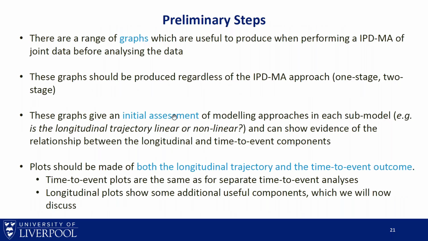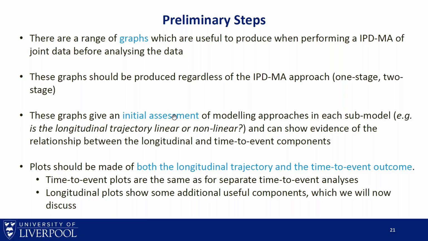Before performing any type of IPD meta-analysis of joint data, there are a few preliminary steps that should always take place. Firstly, a range of summaries and graphs of the data should be produced to get an initial feel for the data and to assess potential modelling approaches, to look for potential indicators of a relationship between the longitudinal and time to event outcomes. These preliminaries are a good idea regardless of whether you're performing a one-stage or a two-stage individual participant data meta-analysis.